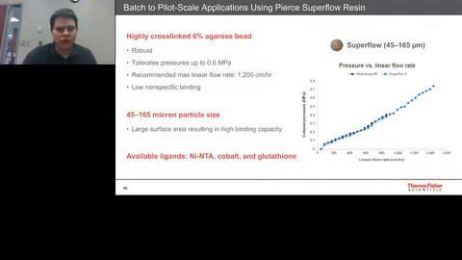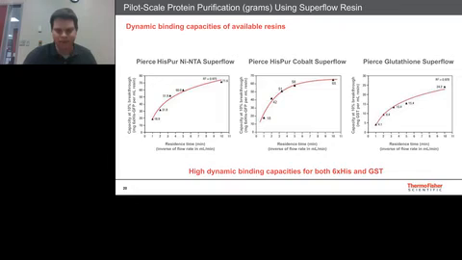The surface of the Superflow 6 particle helps to provide the high binding capacity necessary for this scale. Available resins include immobilized Ni-NTA and cobalt Superflow for IMAC, and immobilized glutathione for GST fusion purifications. Superflow 6 resins are ideal for column-based affinity purifications. The resin can be used in batch bind format and poured into a gravity flow column, or pre-packed into an FPLC column for larger volume purifications.